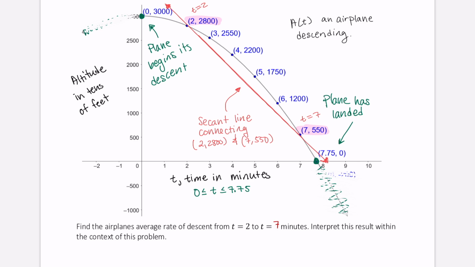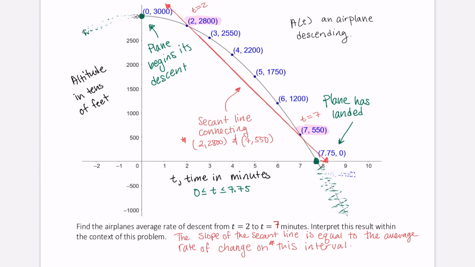So let's write this down. The slope of the secant line is equal to the average rate of change on this interval. And I'll be really clear. I'm going to draw an asterisk. This is the interval I mean. So from 2 to 7, t equals 2 to 7.